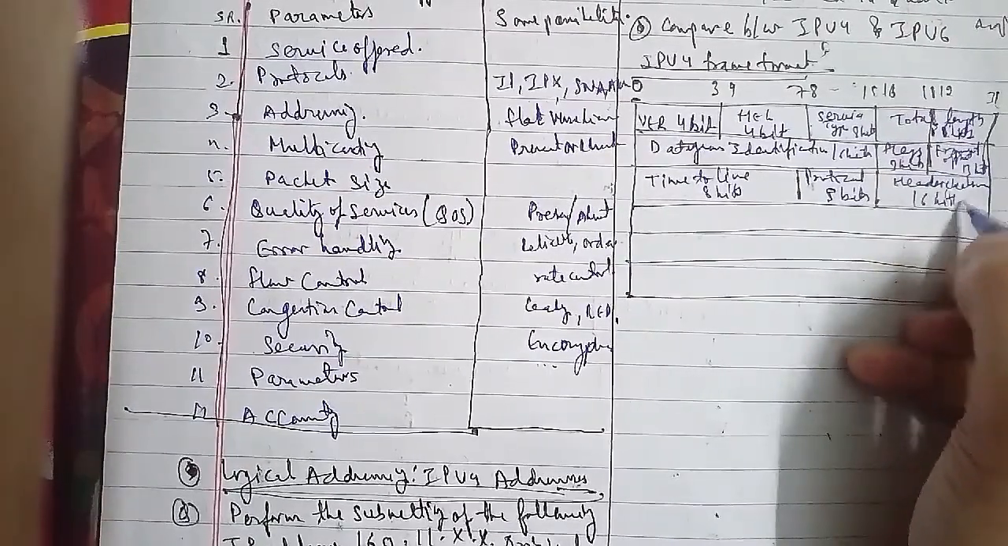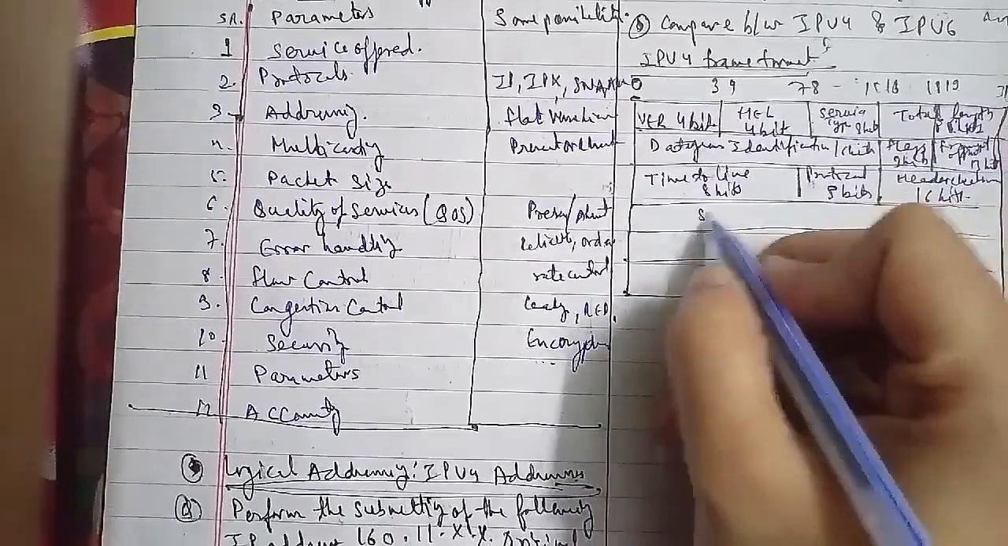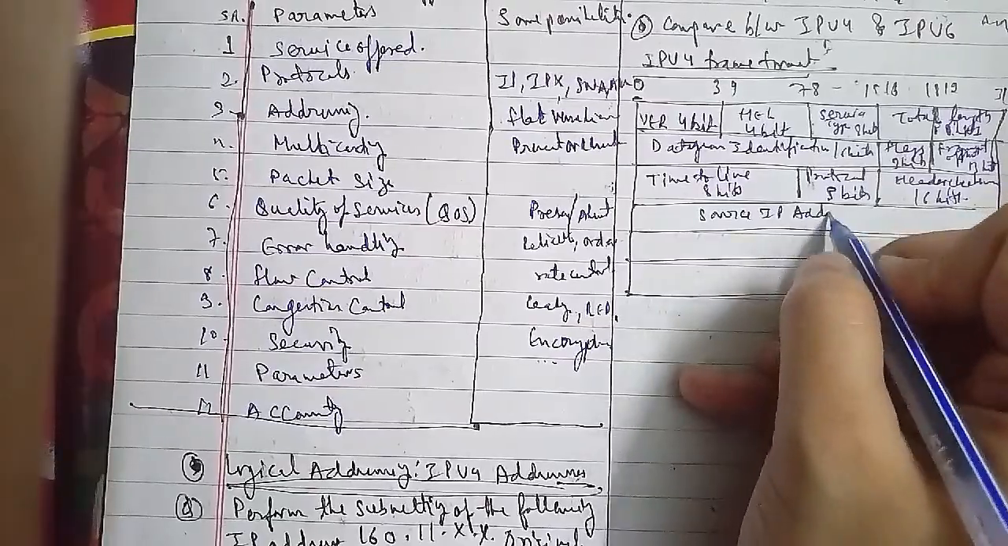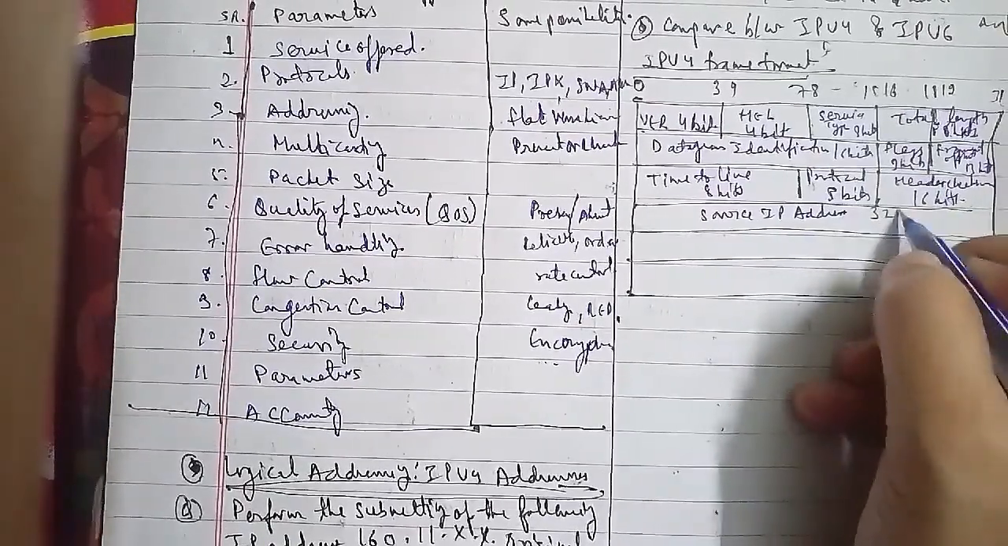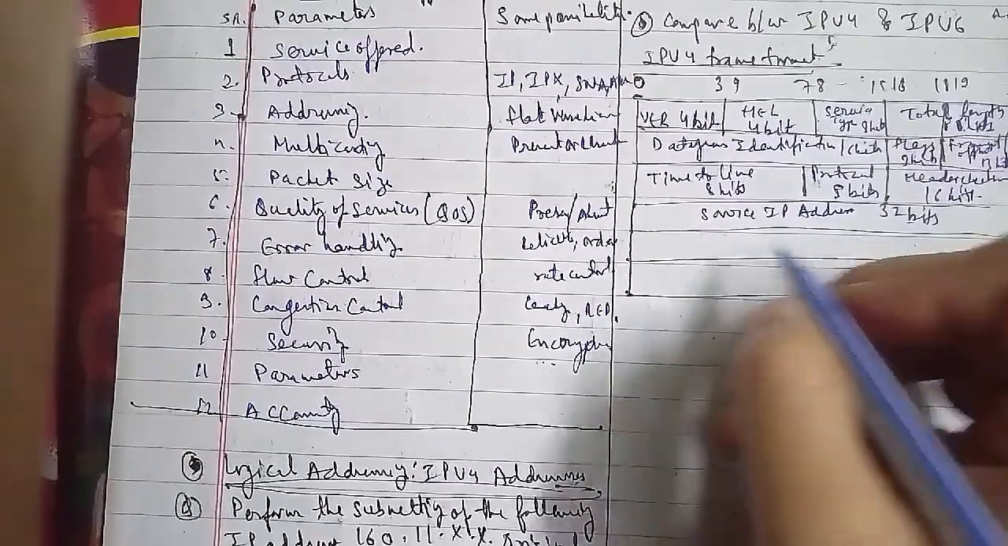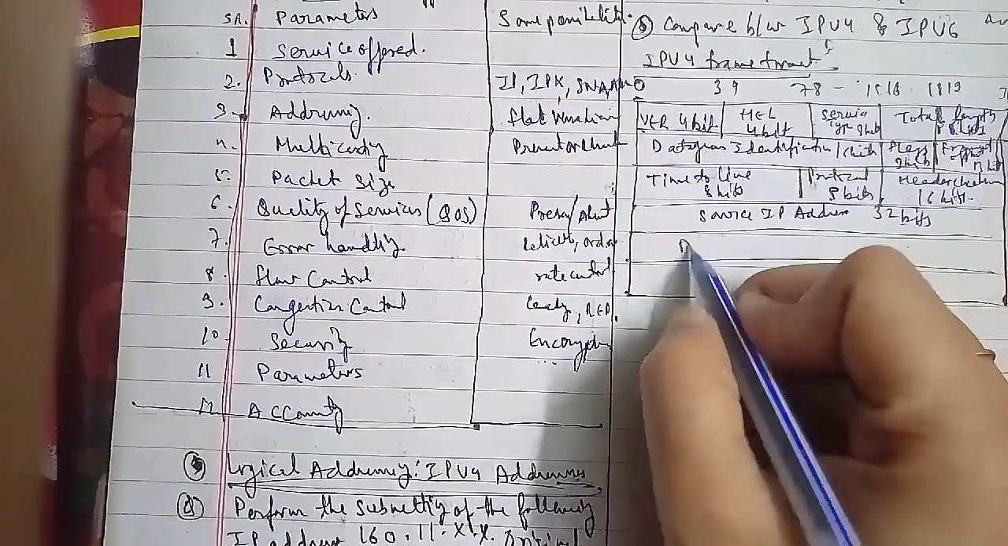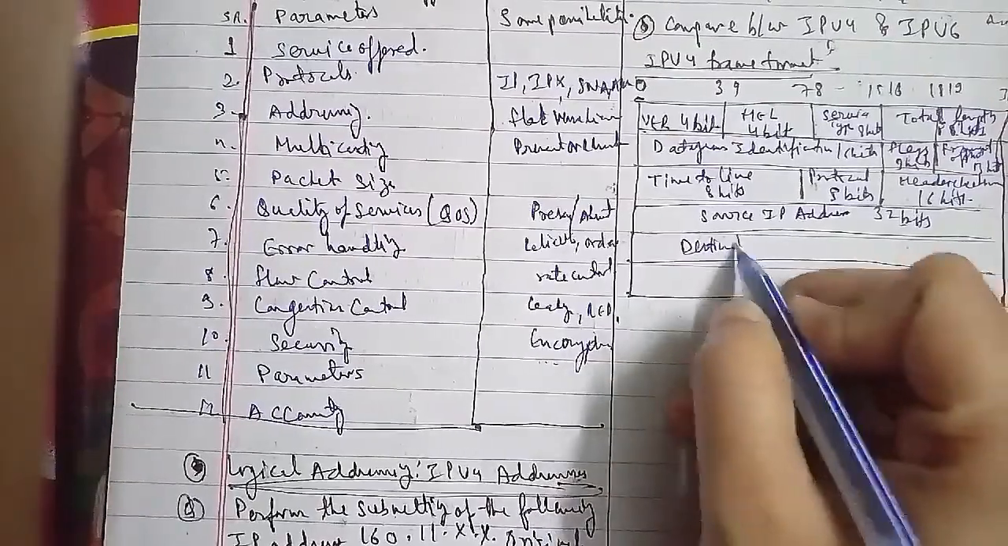Then we have here your destination IP address, that is 32 bits, and then of course this is options. So here this is the IPv4 header format.